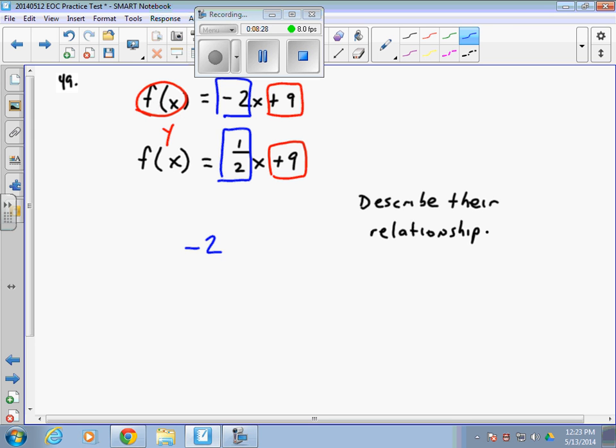Negative 2 is the same thing as negative 2 over 1. You can make everything a fraction by putting it over 1. Remember, perpendicular lines have negative reciprocal slopes. That means negative 2 over 1 flips over and becomes 1 over negative 2, and then it goes from being negative to positive. And you can see that that's the case between negative 2 and 1/2. They are perpendicular. So the first option, perpendicular with the same y-intercept, is the best option there.